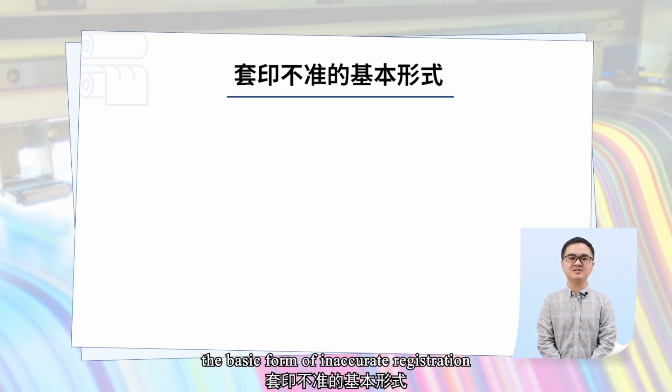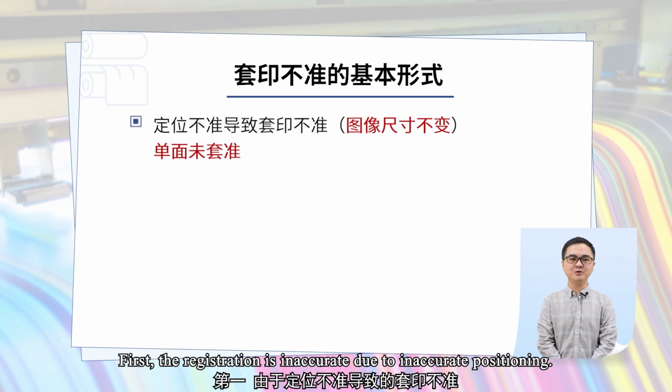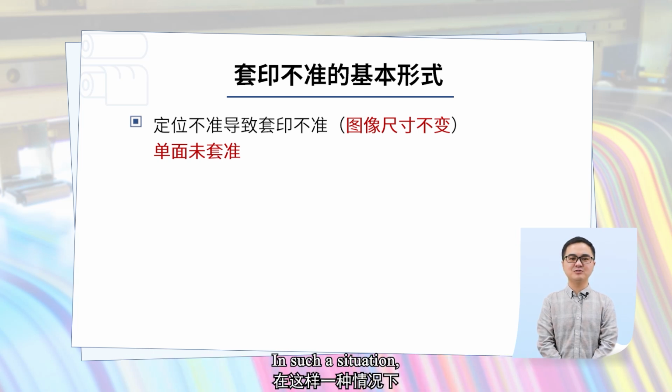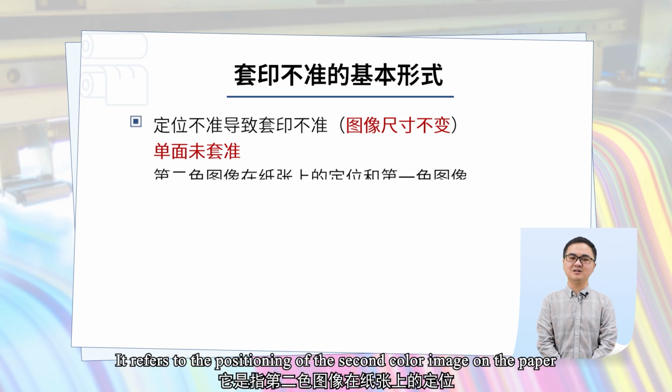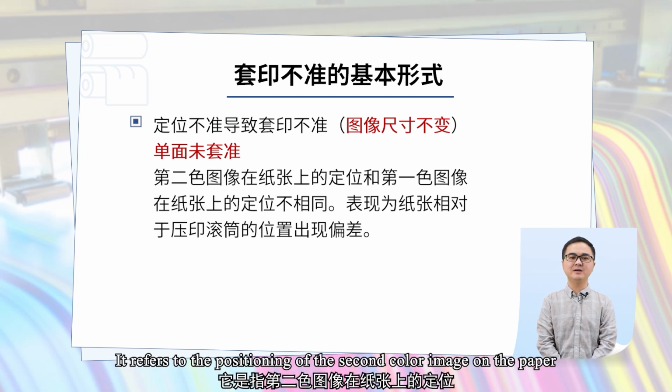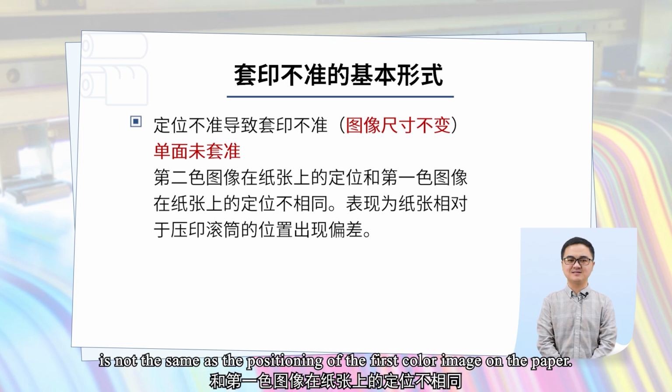In printing process, the basic form of inaccurate registration is mainly divided into the following categories. First, the registration is inaccurate due to inaccurate positioning. In such a situation, the size of the image does not change. Among them, single-sided misregistration is more common. It refers to the positioning of the second color image on the paper is not the same as the positioning of the first color image on the paper.